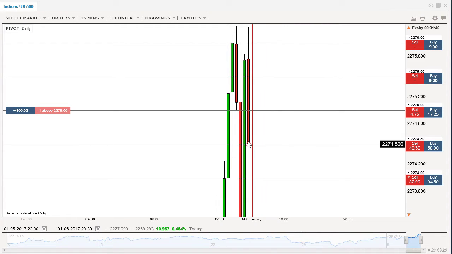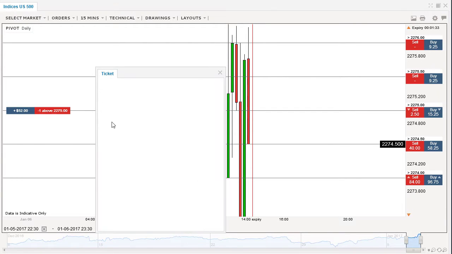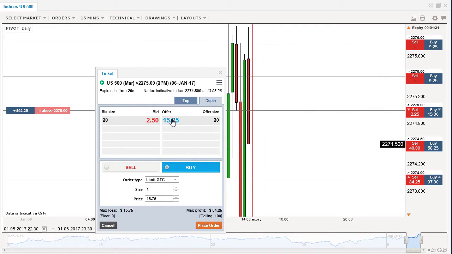As you can see, it's moving in my direction as I anticipated, and I could exit right now simply by clicking on the -1 and saying I want to buy it at this price. It's as easy as clicking on the offer and then clicking on place order. Now I will need to do that within the next 16 seconds, otherwise I'm locked into the trade.